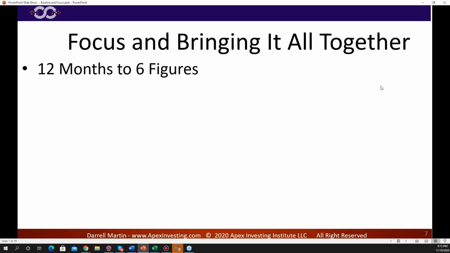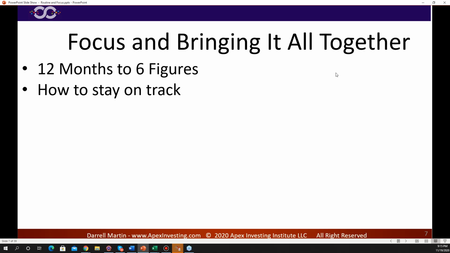Something you've heard us talk about before is a path of 12 months to 6 figures, and how that builds and slowly compounds. You don't focus just on the next 12 minutes or 12 hours or 12 days. What is the longer term goal? Where will you be in a year, and how do you stay on track for that? Six figures in 12 months can excite a lot of people, that's great.